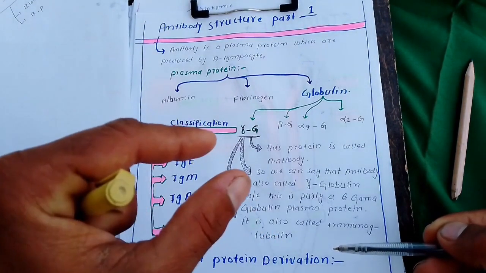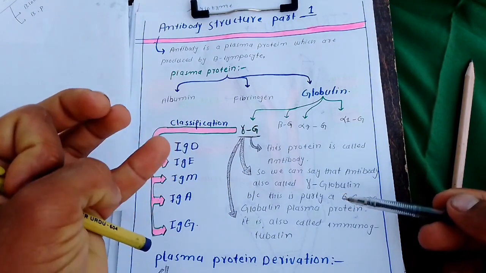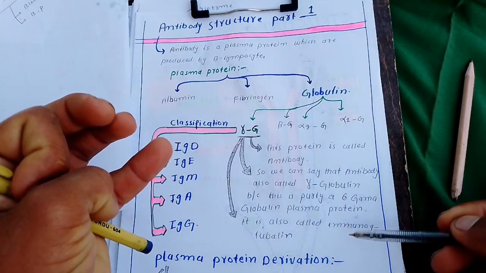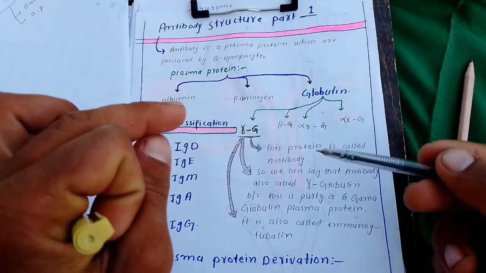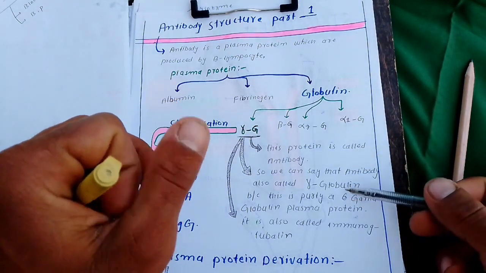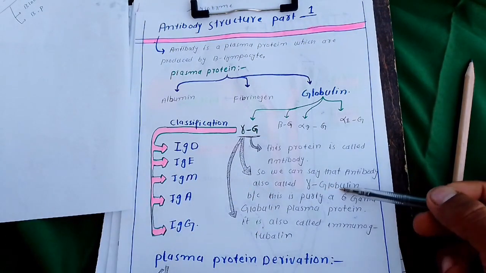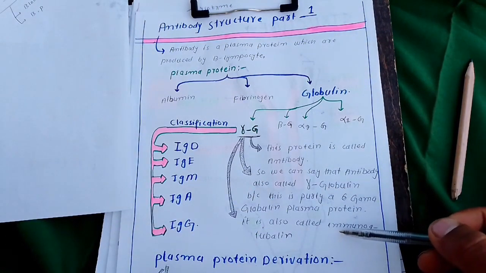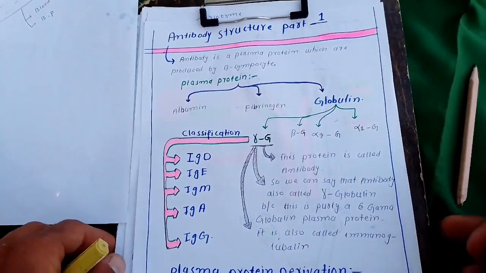Immunoglobulin is a functional term, while gamma globulin is a physical term, because this antibody is physically made from the gamma globulin. So antibody is also called gamma globulin and also called immunoglobulin. This is a functional term. This is a physical term.